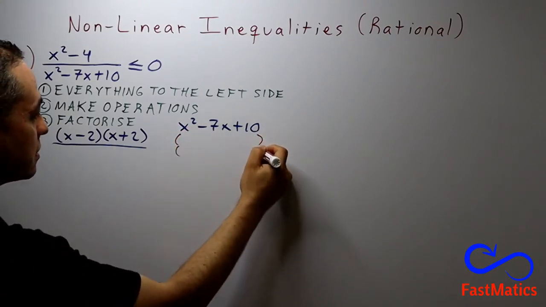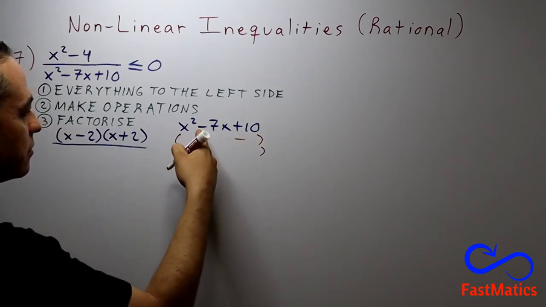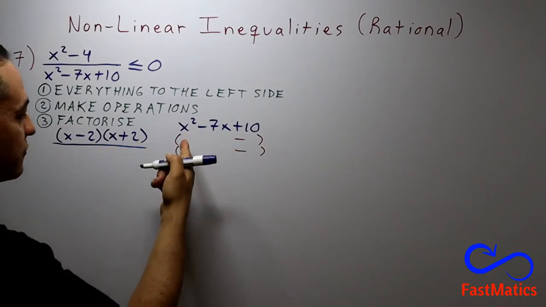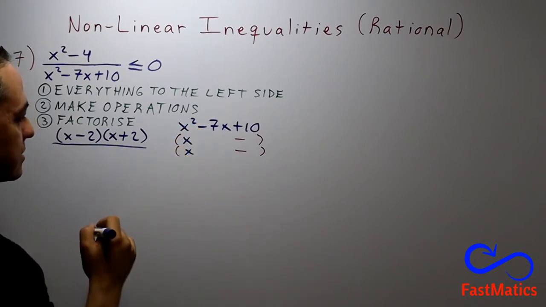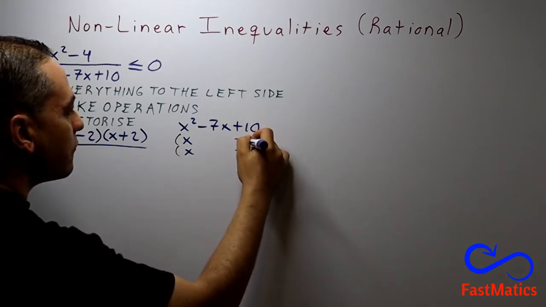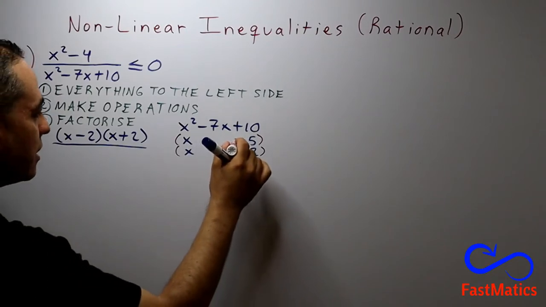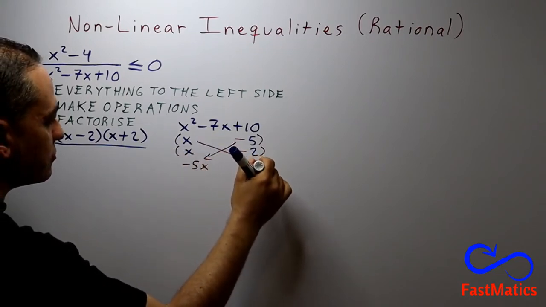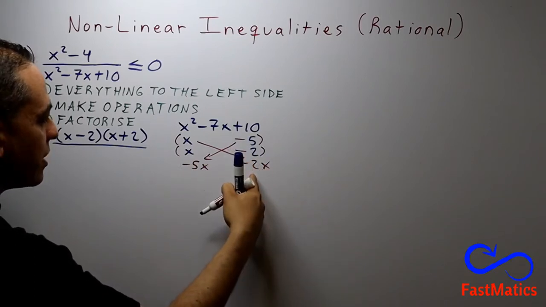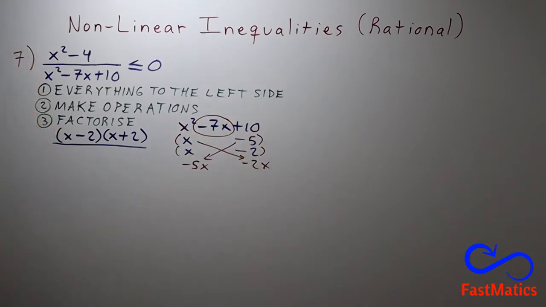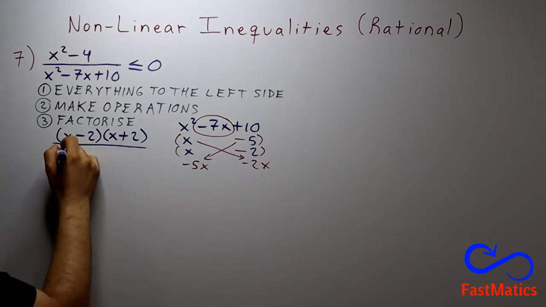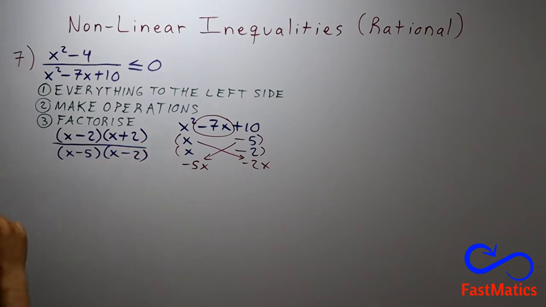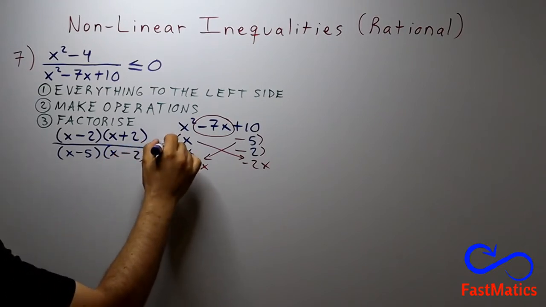you put parentheses, the first sign here, the multiplication of signs here, and after that, when a number gives you x squared, x times x, and when a number gives you 10, 5 times 2, we verify that negative 5 times x, negative 5x, x times negative 2, negative 2x, negative 5x plus negative 2x, negative 7x. Yes. So the factorization is x minus 5 times x minus 2, less than or equal to 0.